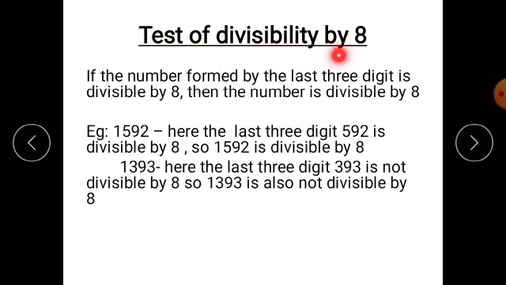Test of divisibility by 8. If the number formed by the last 3 digits is divisible by 8, then the number is divisible by 8. 1592. Here the last 3 digits 592 is divisible by 8. So 1592 is divisible by 8. For example, 1393. Here the last 3 digits 393 is not divisible by 8. So the number 1393 is also not divisible by 8.